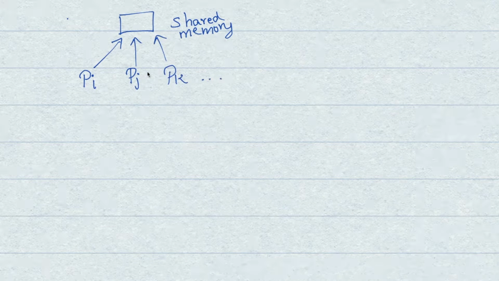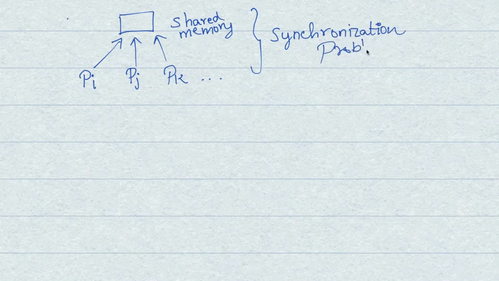Let's say there is a shared resource. This shared resource can be a CPU, memory, printer, or any software or hardware device. Multiple processes can try to access this shared resource. Let's name the process as PI, PJ, PK, and so on. There can be many processes like this which can try to access the shared resource. When multiple processes try to access this shared resource, there can be a synchronization problem. To avoid the synchronization problem, we have many mechanisms, and one mechanism is to guarantee mutual exclusion.